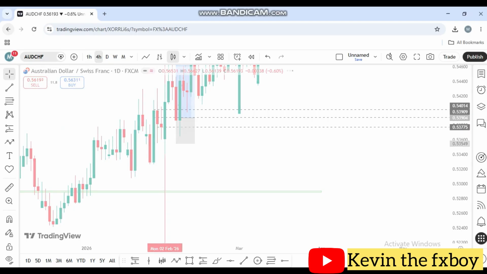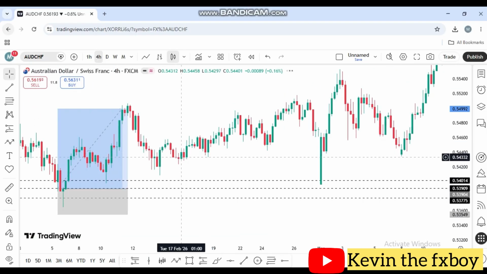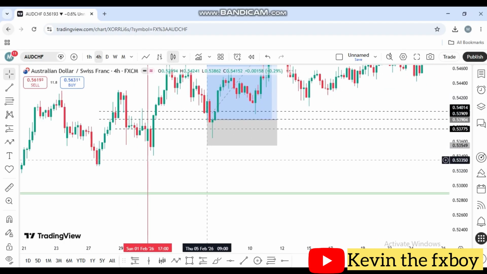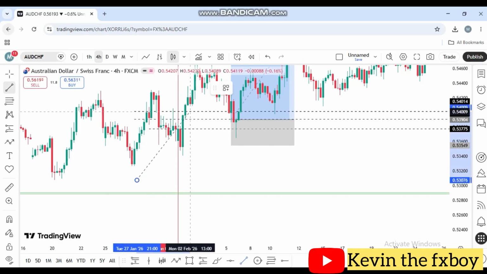So on the 4-hour time frame, what's going on the 4-hour time frame? Sorry about my network lagging. On the 4-hour time frame, you can see this first line that we had here. This first line here, you can see that there was nothing there.